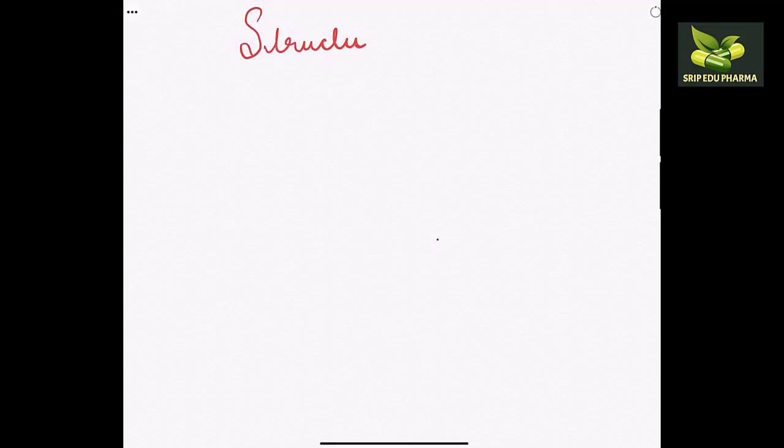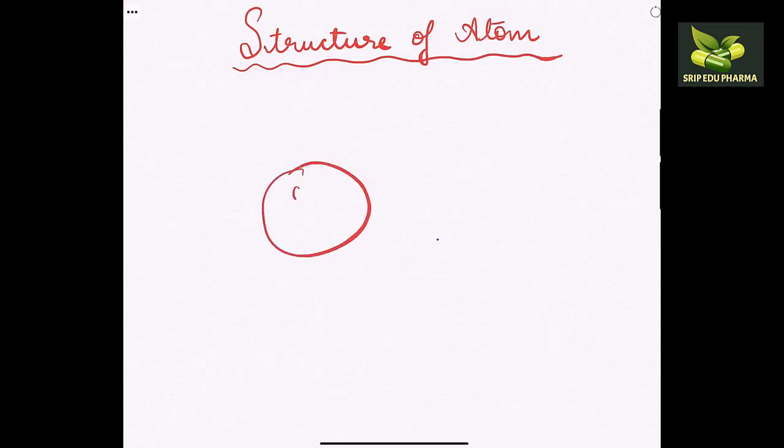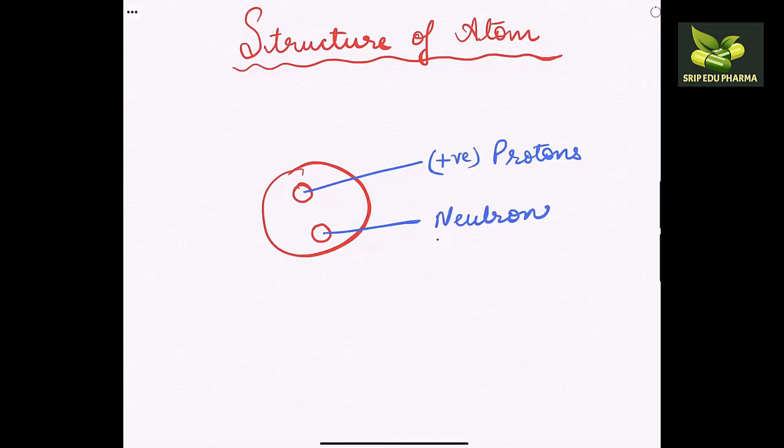Hello friends, today I am with a new video which is a very basic video, and it will be not only beneficial for pharmacy students in the chemistry branch, but also very helpful for 9th, 10th, 11th, 12th students. So I am going to discuss the structure of the atom, the various particles present in the atom, as well as three important terms: isotopes, isobars and isotones.